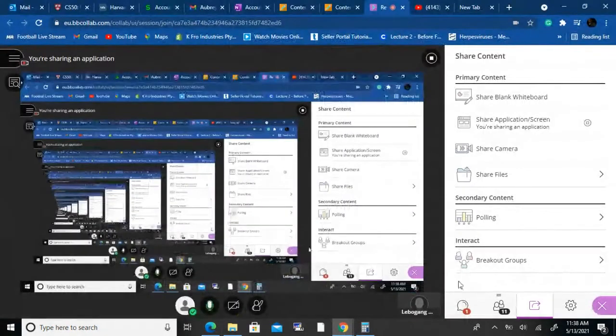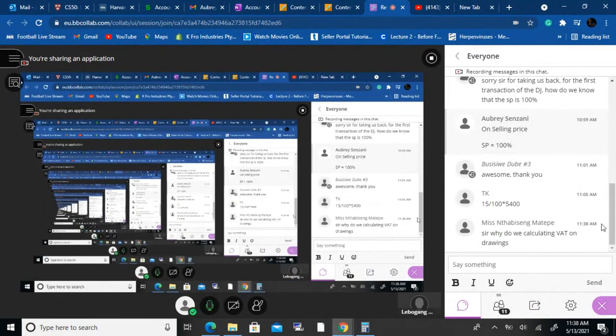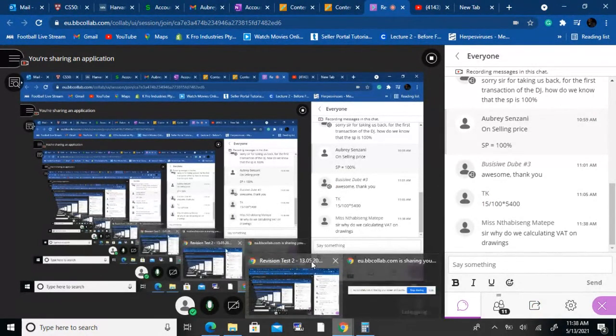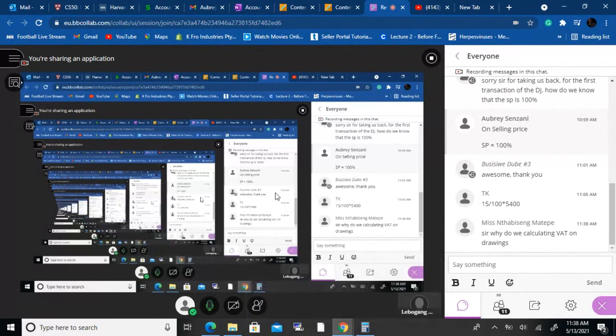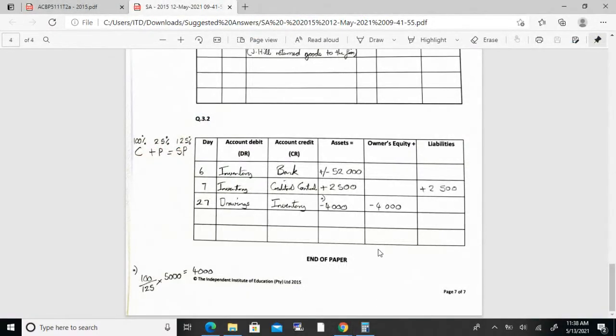I heard something in the chat, so let's go there. So why do we calculate VAT on drawings? Remember drawings is VAT inclusive. So here's why we want the VAT inclusive amount on drawings.